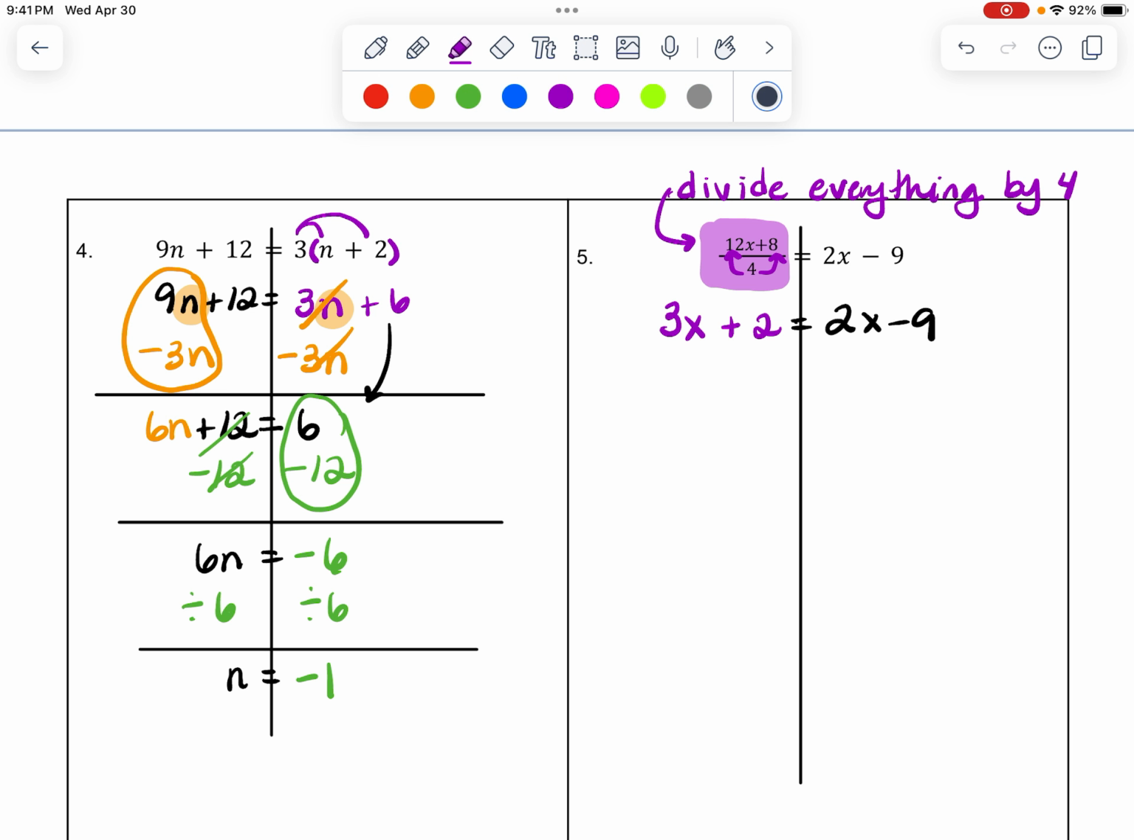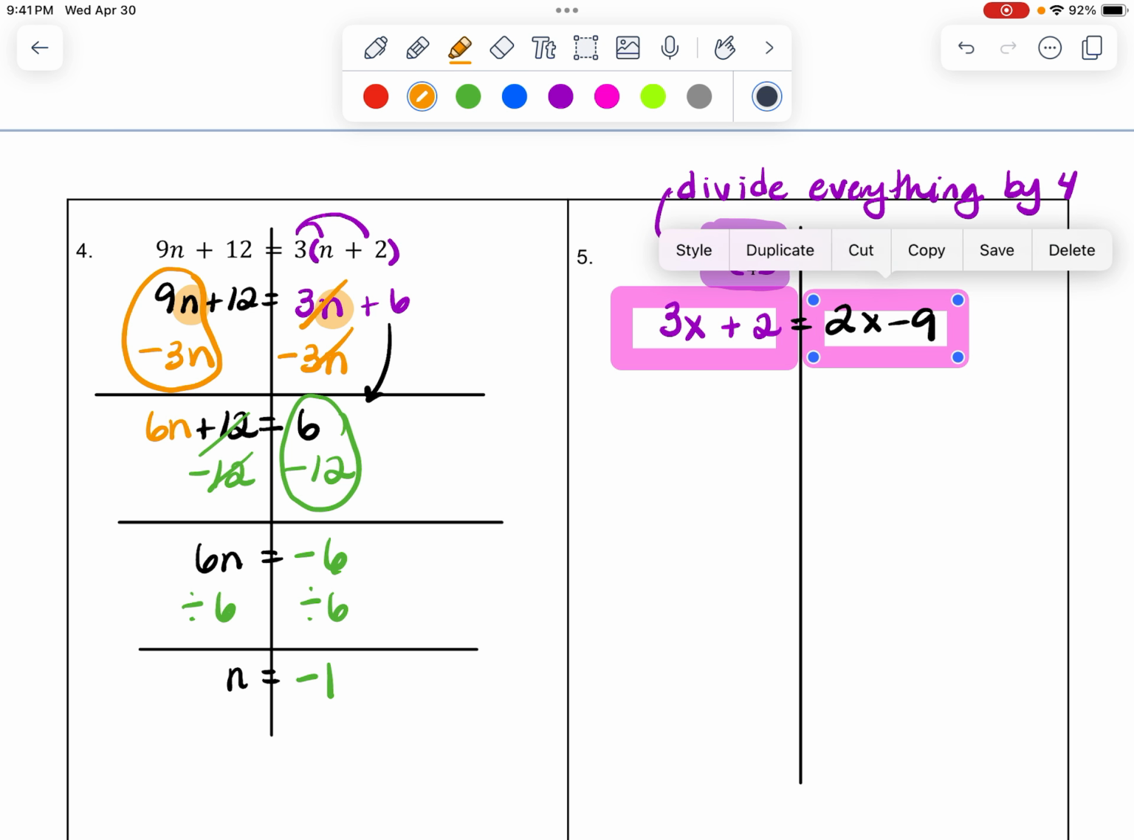From here, it's the same thing we've been working on. So we're going to check to look for some like terms. If I look at just the left side of this equation, there are no like terms. And if I look at just the right side of this equation, there are no like terms. So I'm going to look at the x's being together.